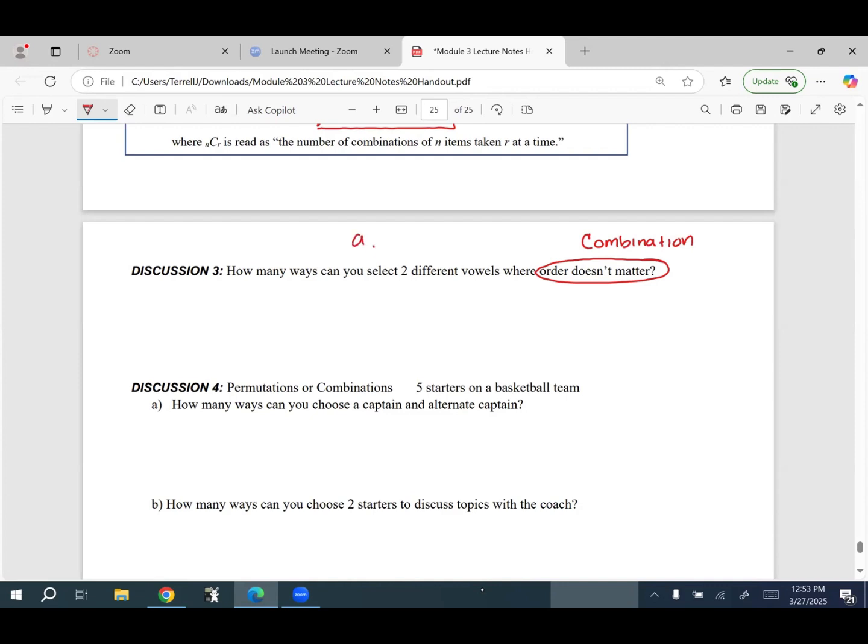So I'm talking about vowels, A, E, I, O, U. There are 5 vowels, so N is 5. And my R is how many am I selecting? It says, how many ways can you select 2 different vowels? But now the order doesn't matter. So the formula, let me write it here, is nCr, and that's n factorial over n minus r factorial times r factorial.